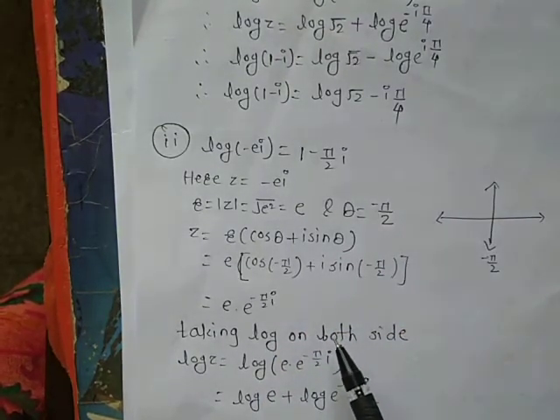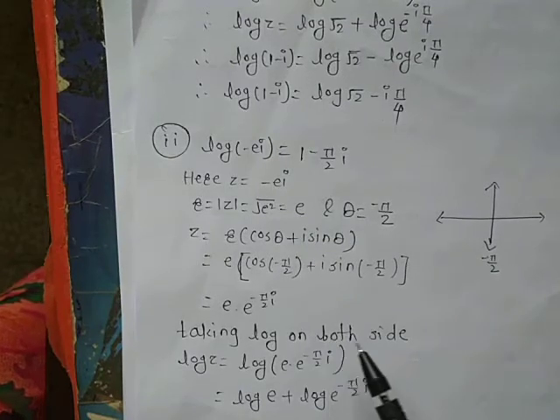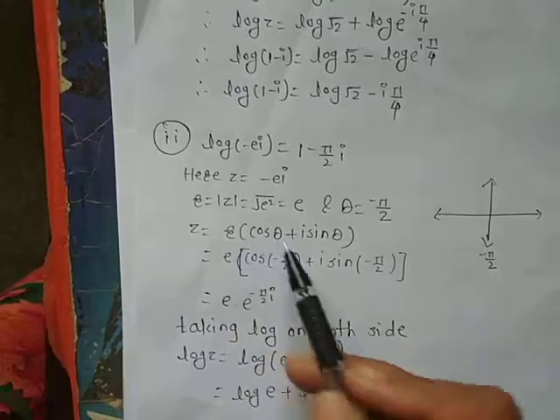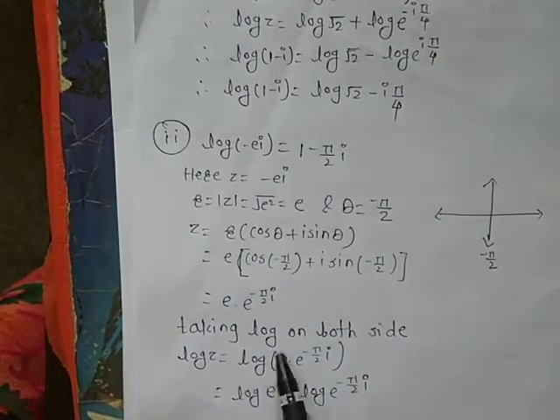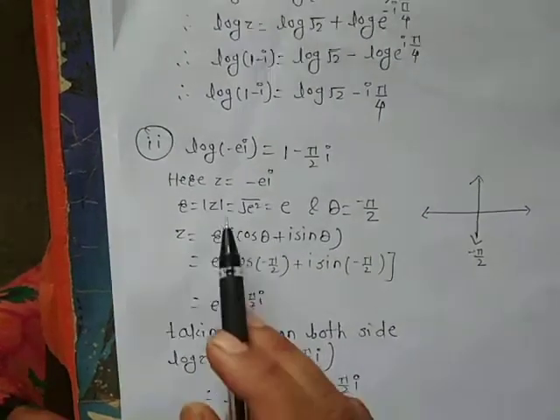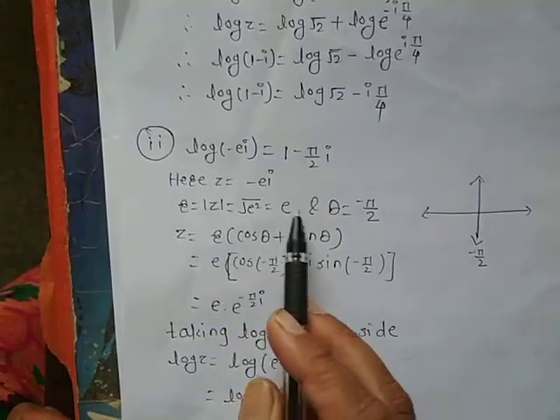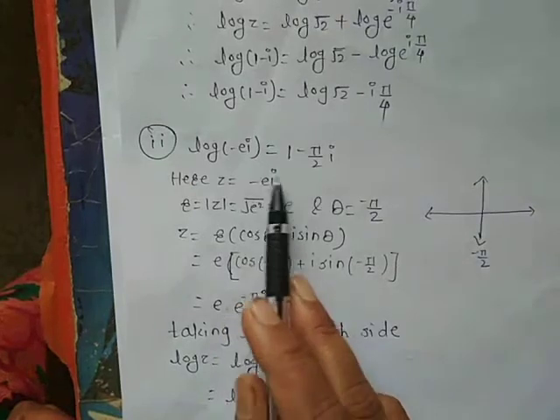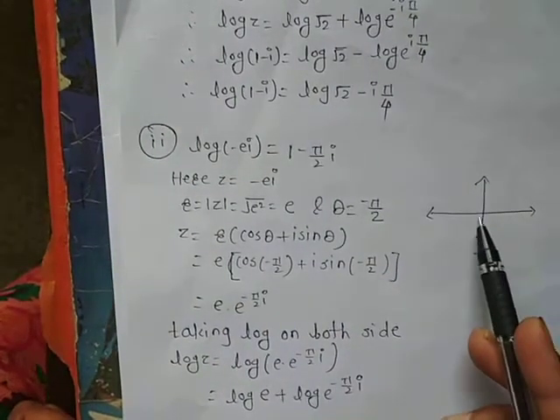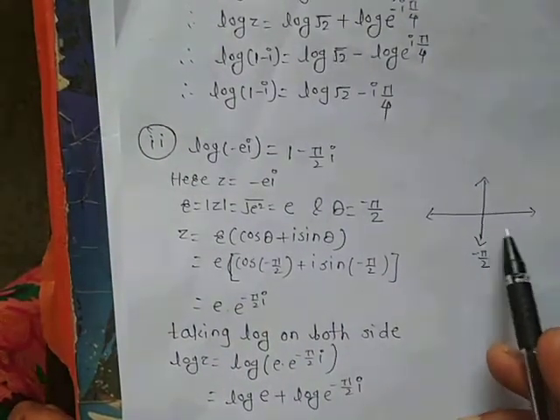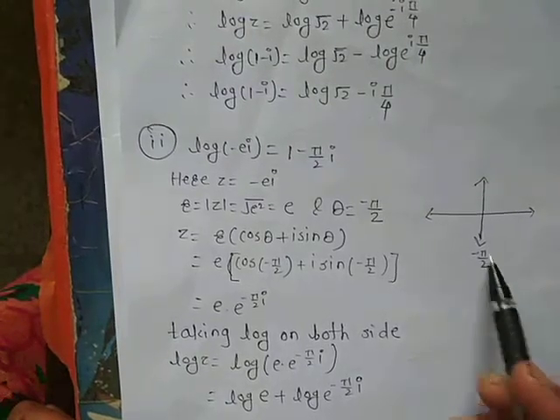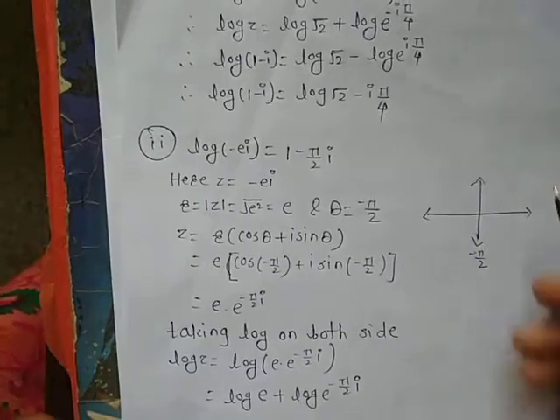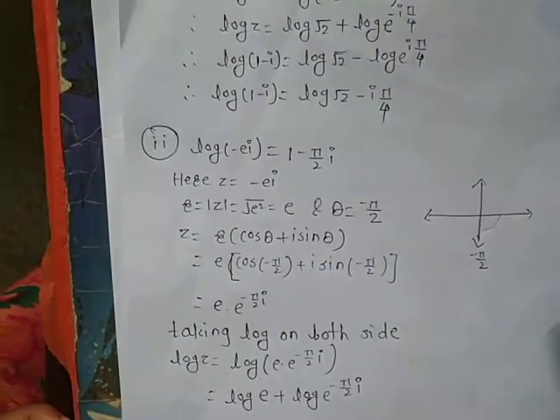First of all, we will express z in this form, and in the next step we will apply log on both sides. So r is e and z is equal to minus ei, which means your point lies on the negative y-axis. So your theta will be minus pi by 2.